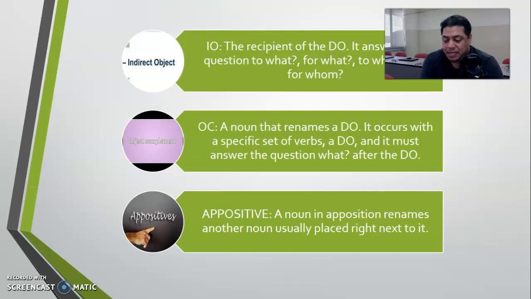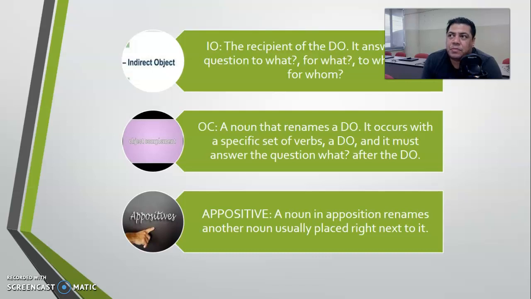an object complement complements the idea of the direct object. So, it's going to rename the direct object, or it's going to describe the direct object. Just like the case of the subject complement. But remember that the subject complement renames, describes the subject. Yes, but you can see the relation, right? We have a subject complement and an object complement. Both rename, both describe, but they describe different things. A subject complement, either a predicate nominative or a predicate adjective, renames the subject, and an object complement is going to rename the direct object.